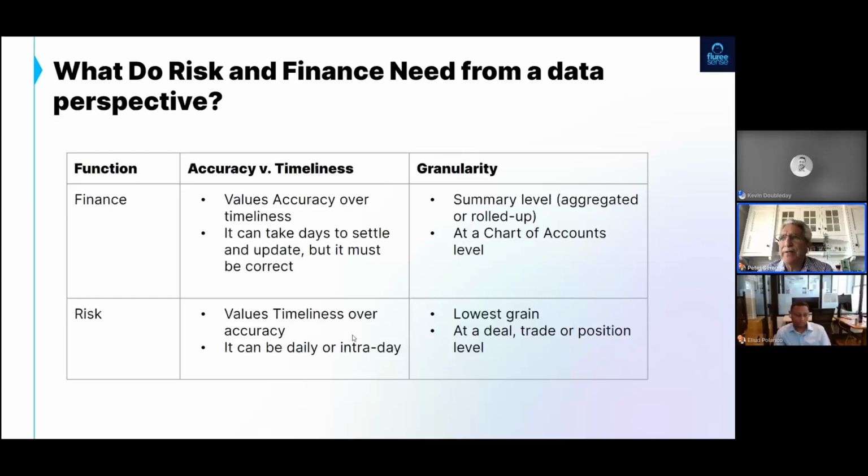Not to mention, they also have very different vocabularies. They talk about these things very differently: debits and credits, buys and sells, and things like that. Again, these start to drive certain behaviors.